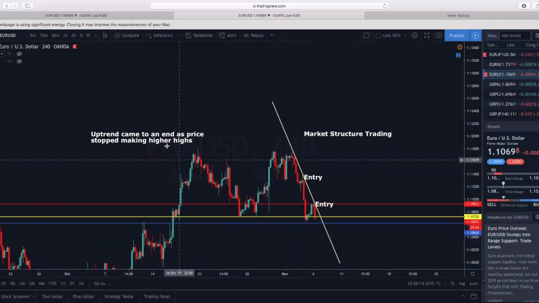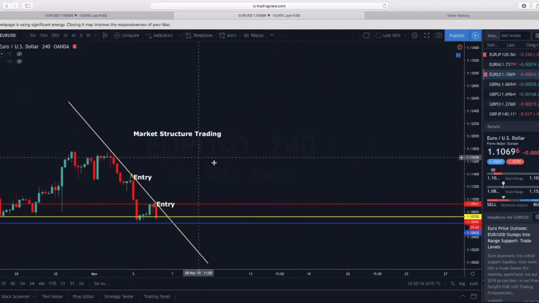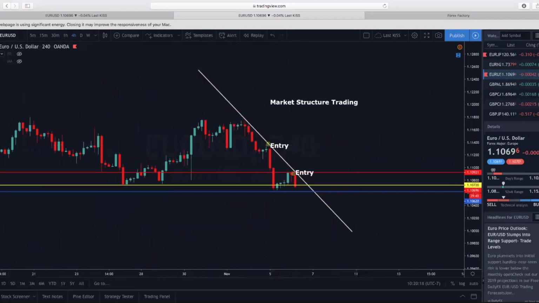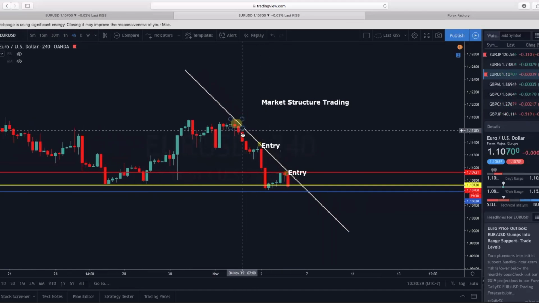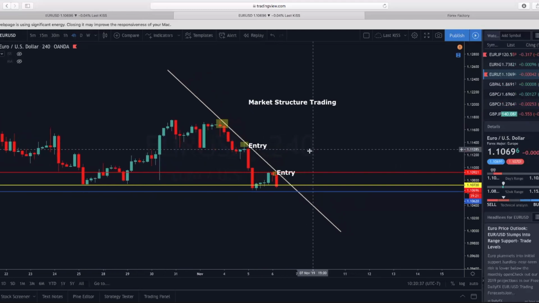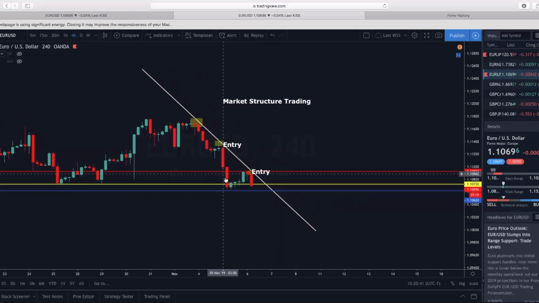So let me show you here. I'm going to get rid of this. So this could have been an entry here, especially when you saw rejection off that channel resistance line. And then notice how price broke short, pulled back into our channel resistance area, showed some rejection. That is a beautiful entry there. And then we saw price sell off.